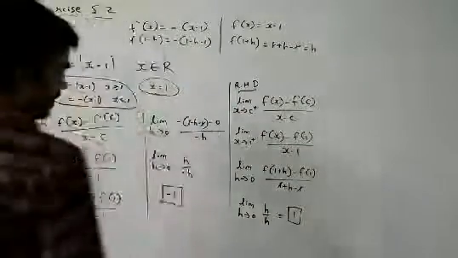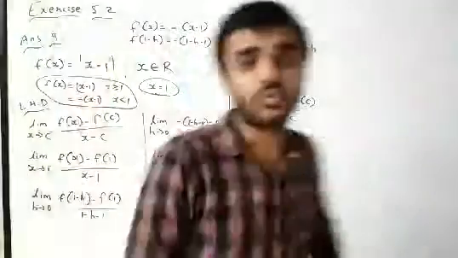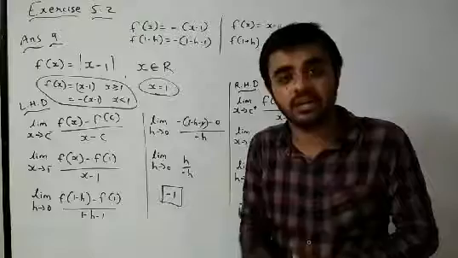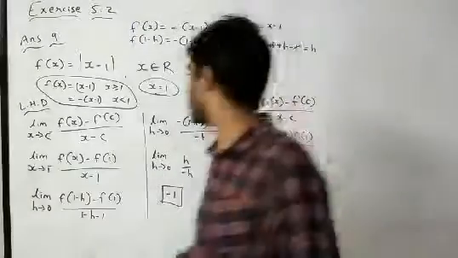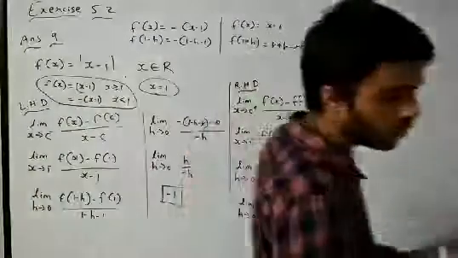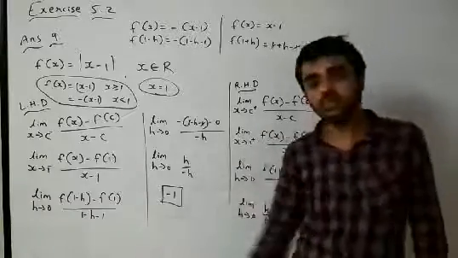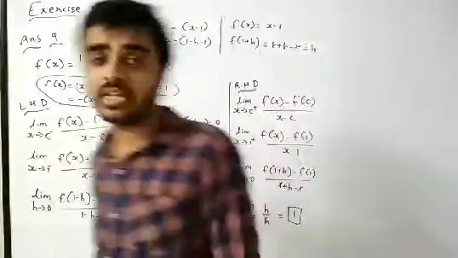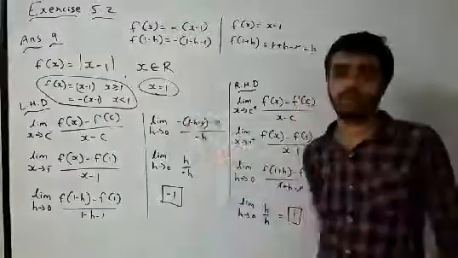Now, after finding the left hand derivative and the right hand derivative, we have to write here: from above, the left hand derivative is not equal to the right hand derivative. Therefore the given function is not differentiable at x equal to 1. So that is our required answer. So our given function is not differentiable at x equal to 1.